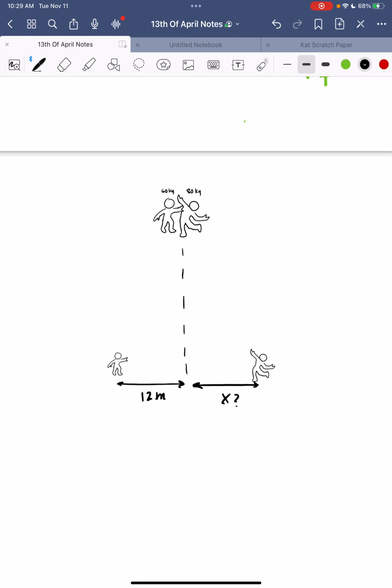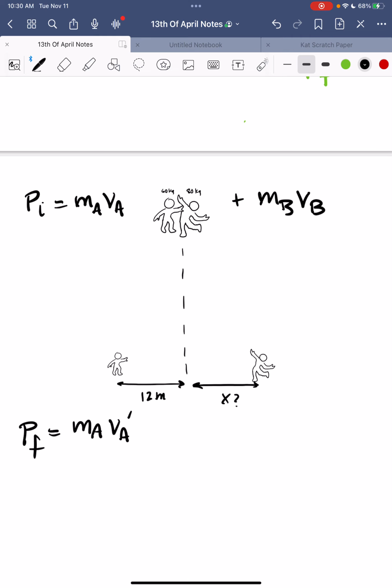All right, so right here, let's look at the initial momentum. So the initial momentum is going to be the mass of the first astronaut, let's say m_A, times the initial velocity of that astronaut, plus the mass of astronaut B times the velocity of astronaut B. So this is the initial momentum. The final momentum is going to be the mass of astronaut A times the velocity of astronaut A prime, so this is after they pushed each other, plus the mass of astronaut B times the velocity of astronaut B prime, like that. And I'll just use the prime to distinguish between after the push and before the push.